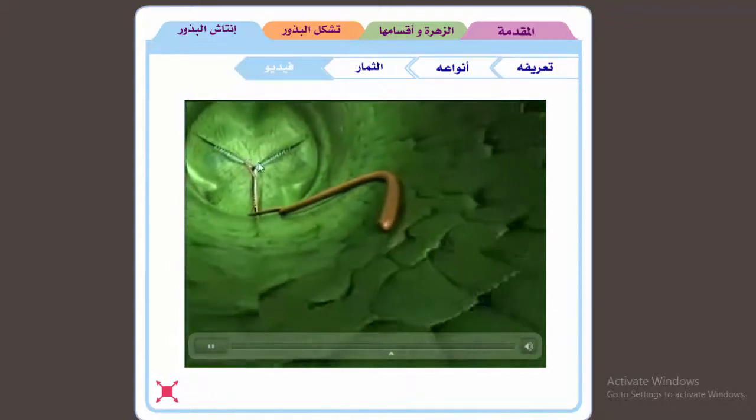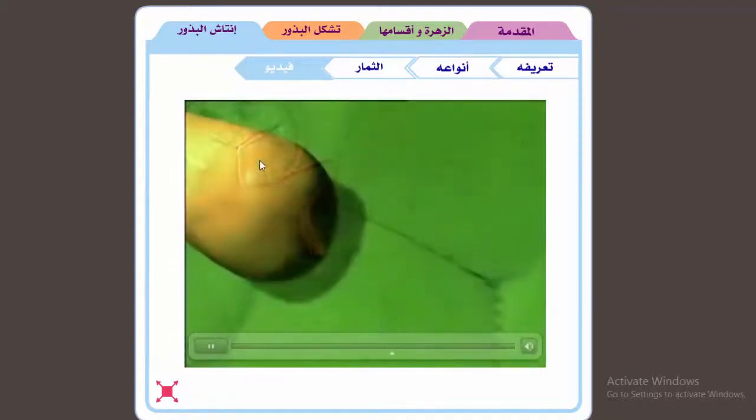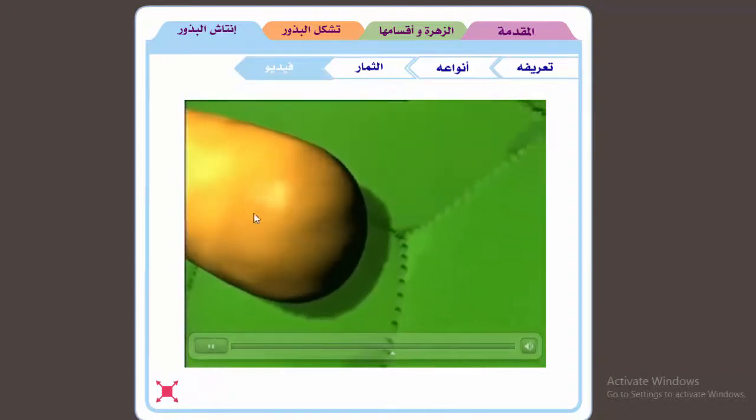Pollen tubes have a very fast rate of growth, often several micrometers per minute. This growth is localized at its tip.